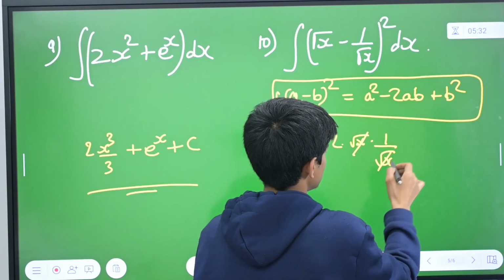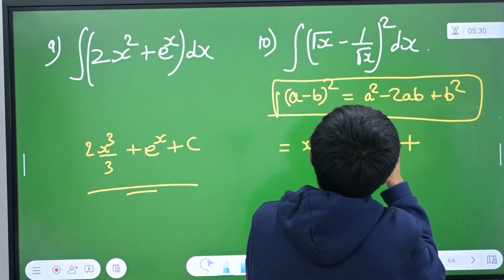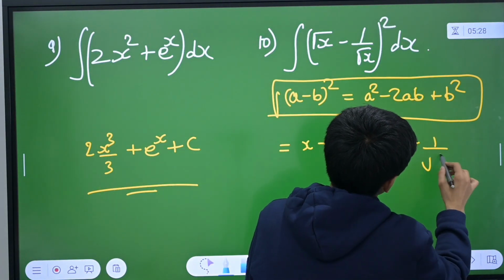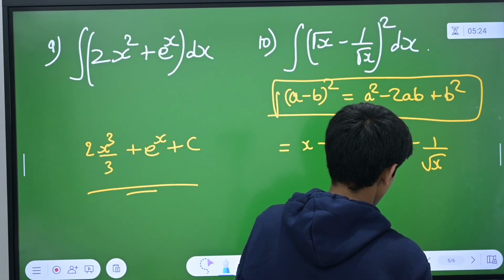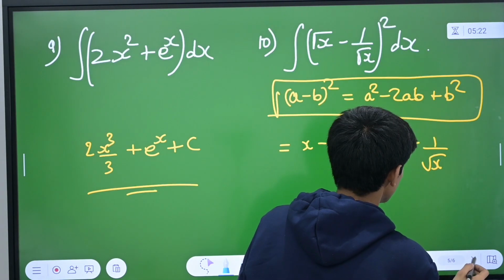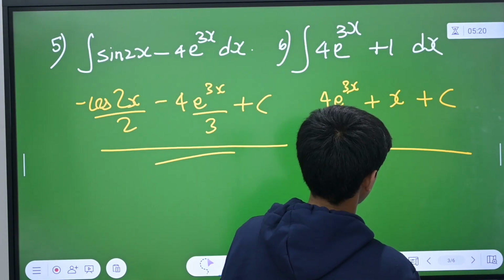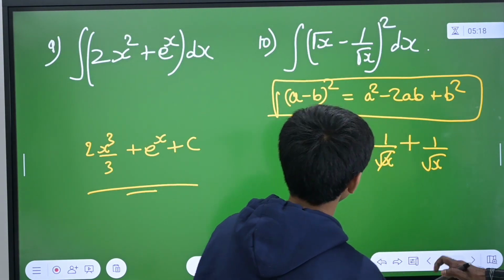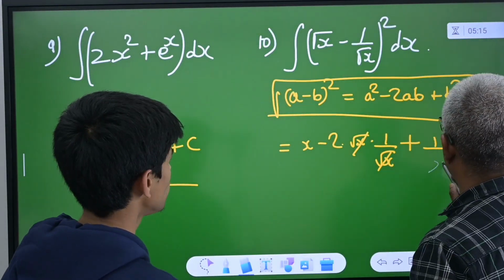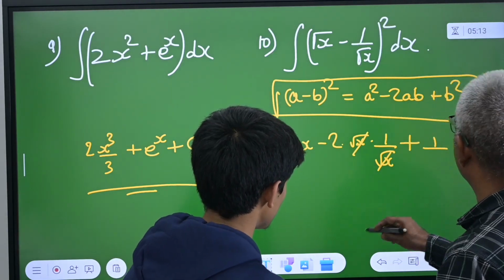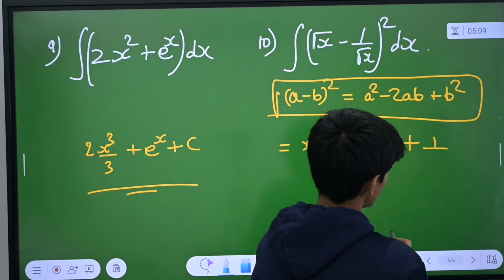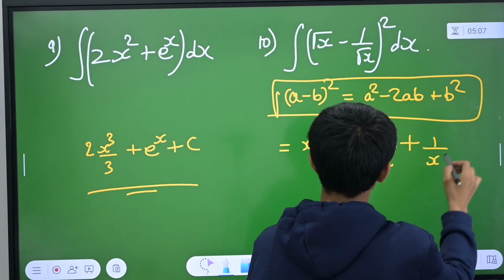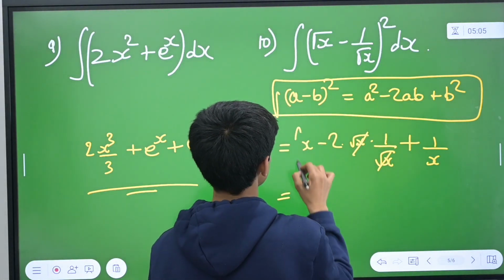And b square is 1 by root x square. If we are squaring 1 by root x, then we'll get 1 by x. And then finally we have to integrate this. We have not finished yet.